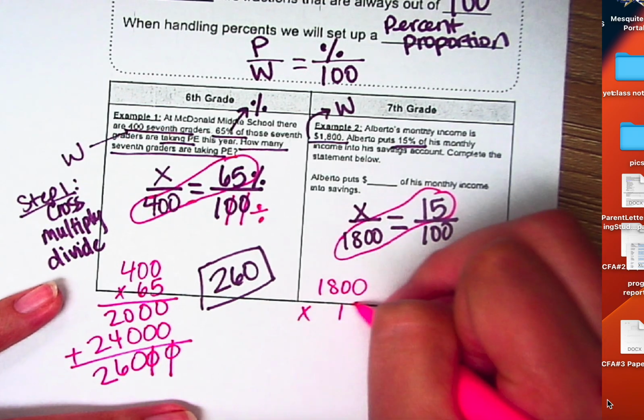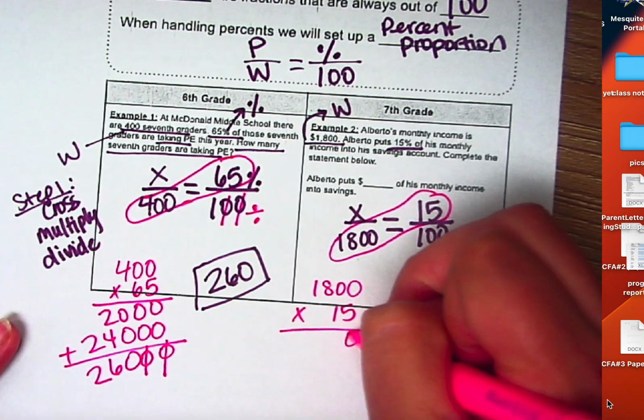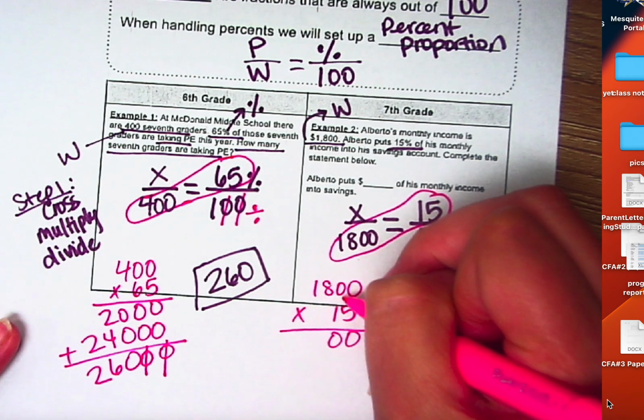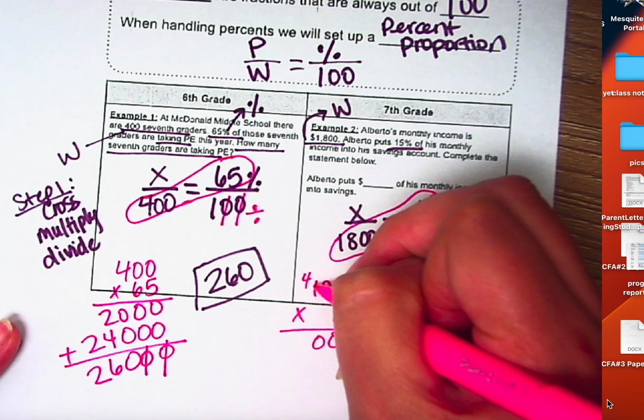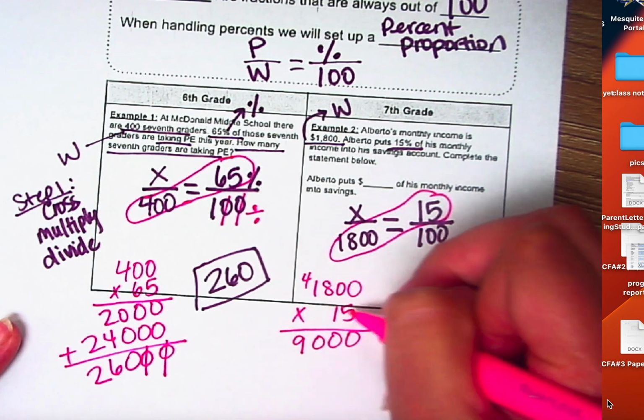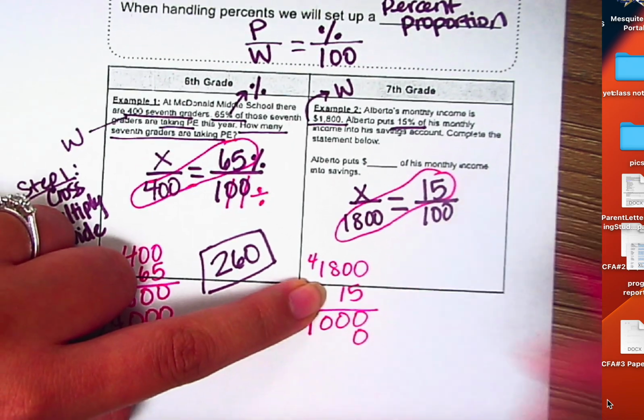1800 times 15. 5 times 0 is 0. 5 times 0 again is 0. 5 times 8 is 40. 5 times 1 is 5 plus 4 is 9. Okay, I'm using my second digit. I have to put a placeholder and I start multiplying.